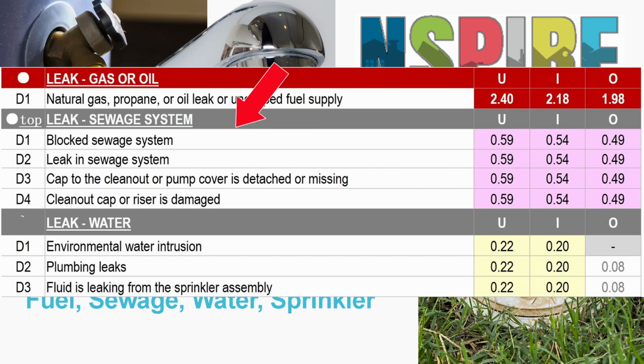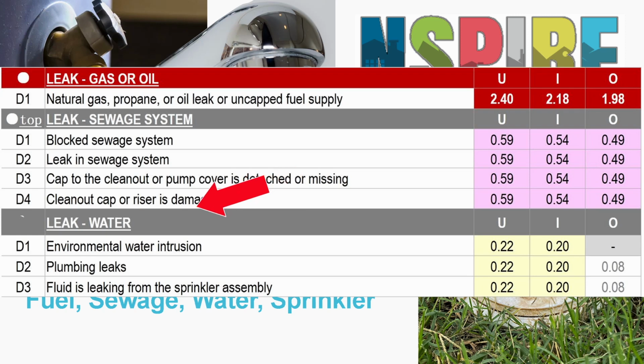It's considered life-threatening. There are 4 types of leaks under the inspectable item called leak sewage system. These are all severe deficiencies. They have a severe level of severity and a scoring value of 0.59 in the unit, 0.54 on the inside, 0.49 outside. They are, just briefly, D1, blocked sewage system; D2, leak in a sewage system; D3, cap to the cleanout or the pump cover is detached or missing; D4, cleanout cap or riser is damaged.